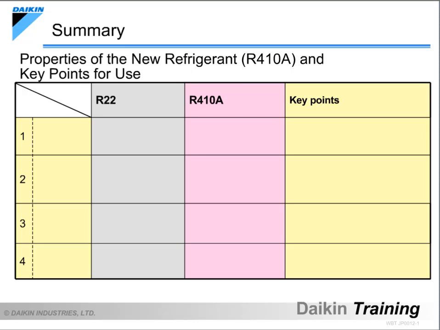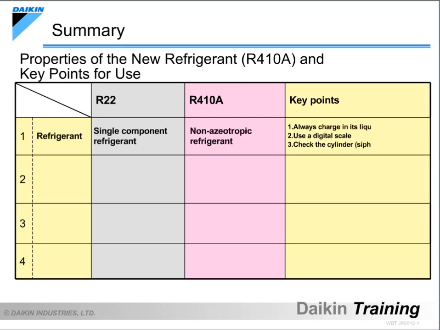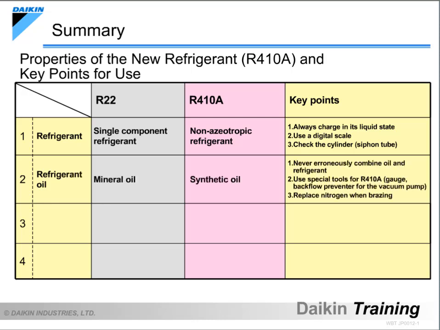Let's have another look. R22 is a single component refrigerant, while R410A is a non-azeotropic mixed refrigerant. When working with R410A, you must always remember to charge it in its liquid state. Use a digital scale to measure the refrigerant amount, and check the structure of the cylinder. R22 uses mineral oil as refrigerant oil, and R410A uses synthetic oil. You must be sure to avoid erroneous combination of the oils and refrigerants.